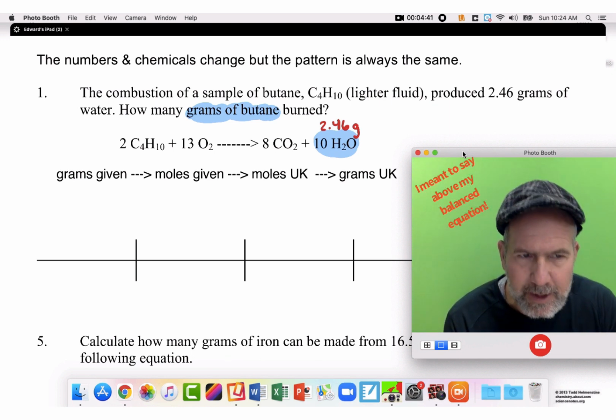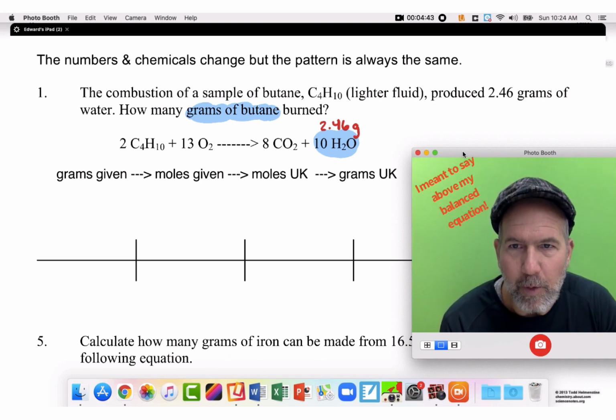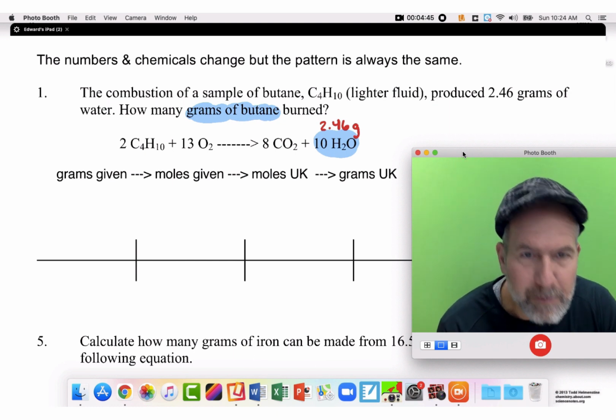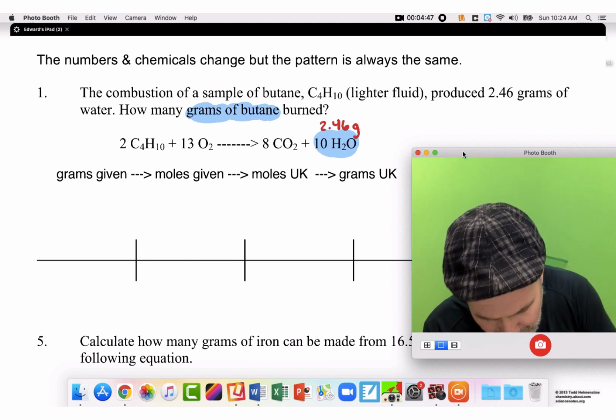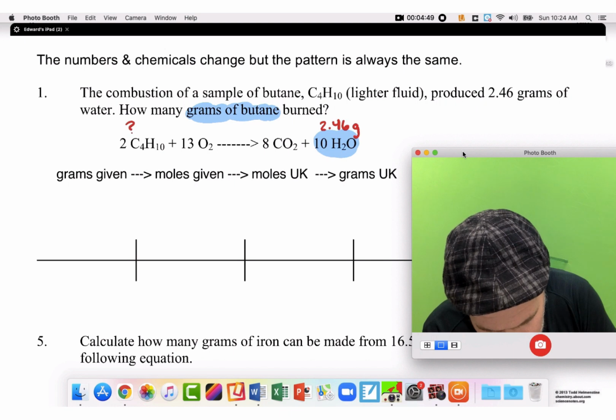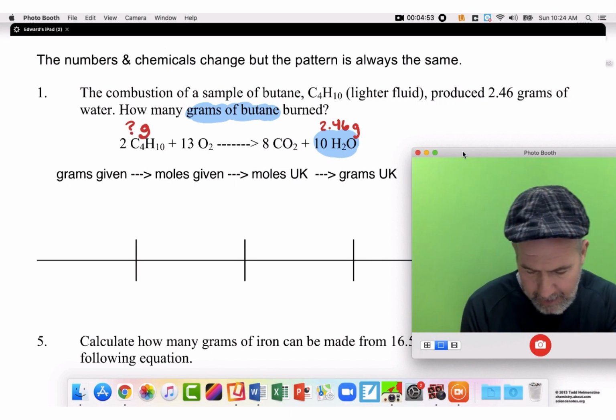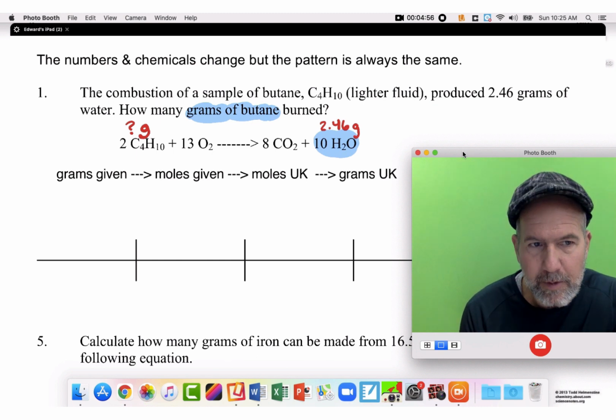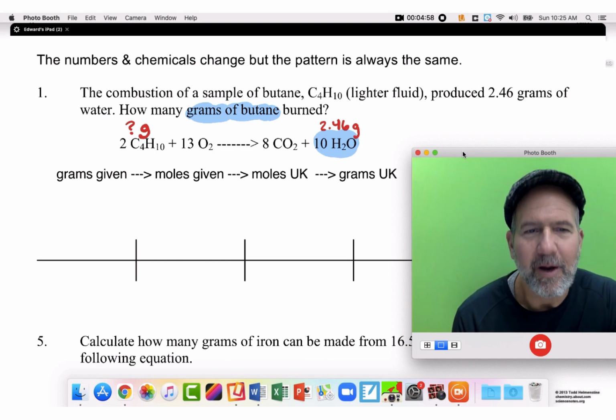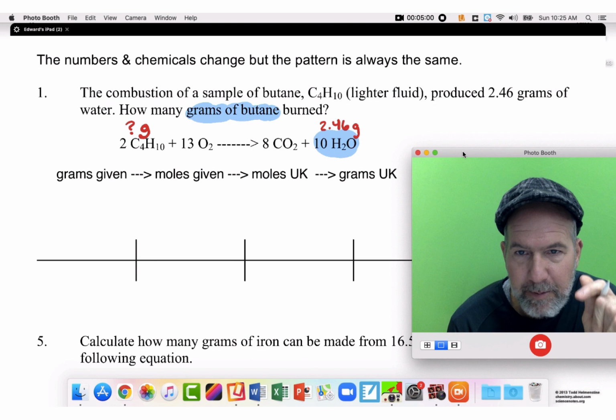I don't have to reread this problem over and over. And it wants me to know how many grams of butane are burned. So I'm going to put a little question mark above the butane, and I'm going to put a gram right here. And that will say to myself, how many grams of butane? All right, here's our pattern. Grams of given.